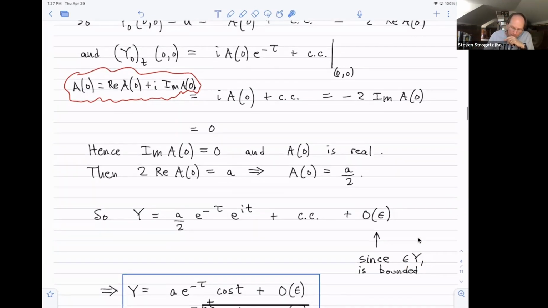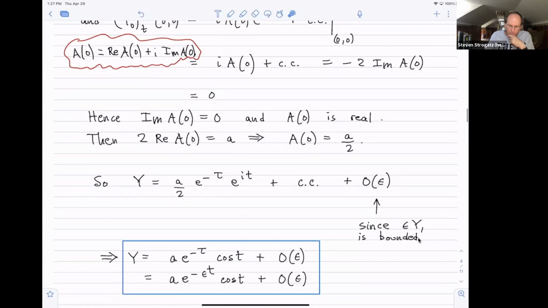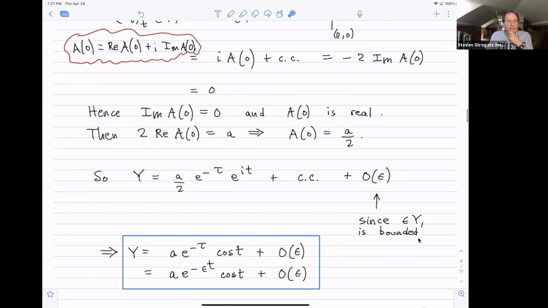So our prediction from 2-timing is that for the damped linear oscillator, the function y should behave like its initial amplitude, with exponential decay on that amplitude on a slow time scale.